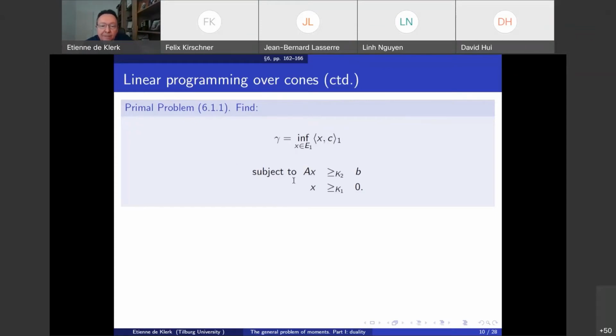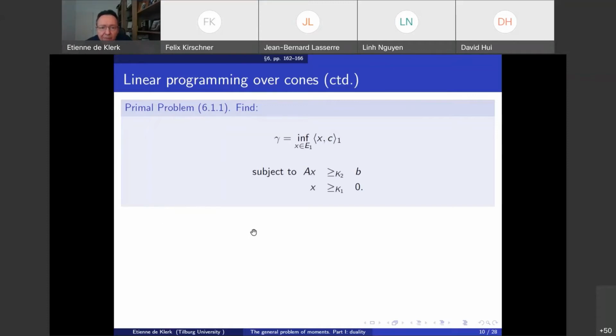And then we have constraints of the form AX minus B has to belong to the cone K2. I just bring the B to the other side and read it as greater equal to, and then it's easy to remember. I'm saying AX minus B belongs to the cone K2, and X belongs to the cone K1. So this is the primal problem.